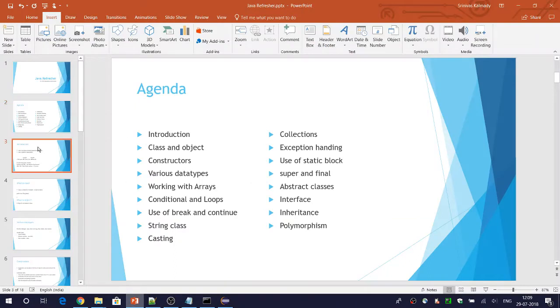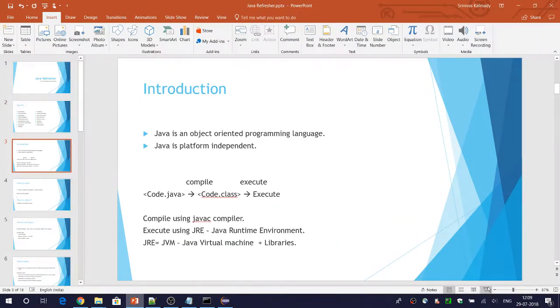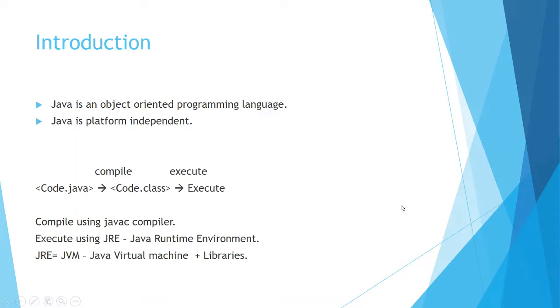Now coming back to the slide, we'll quickly discuss what we have gone through so far. We have learned that Java is an object-oriented programming language. Java is platform independent. That means the code that you have developed in Java on the Windows operating system can be run on Solaris or Linux or any other operating system, as long as there is a specific JRE installed in that OS.